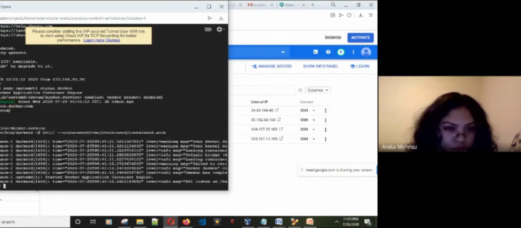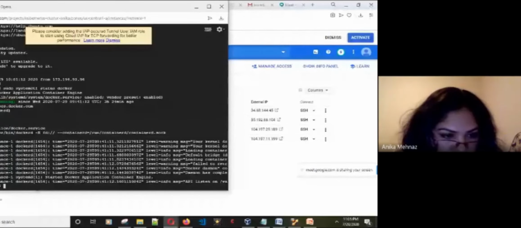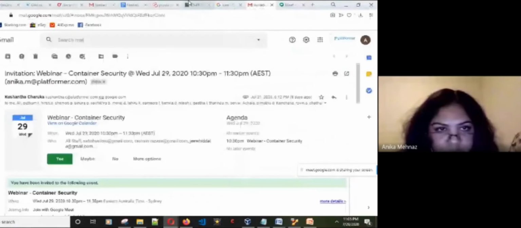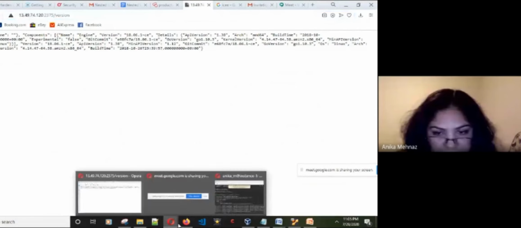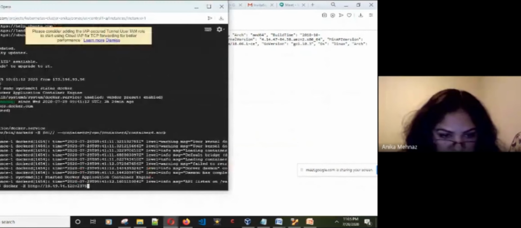Okay. So first what we are going to do is type this command. And then we're going to come here and copy paste this port number and IP address. I'll just remove the HTTP.